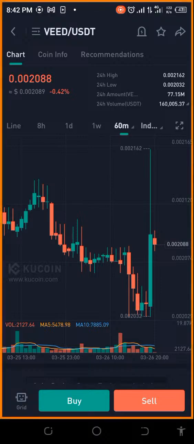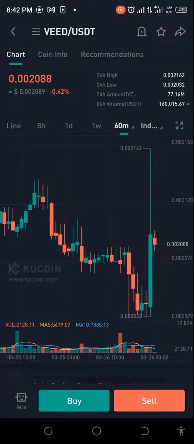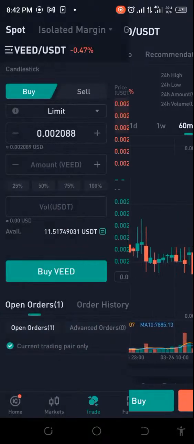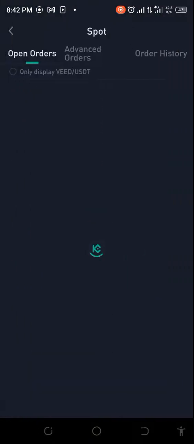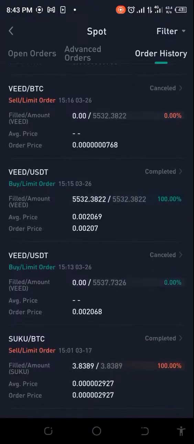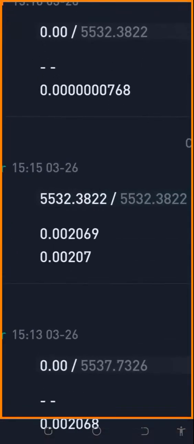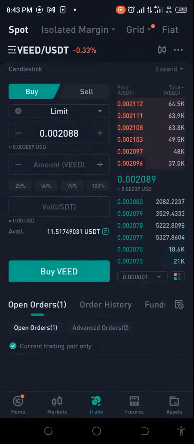In fact, let me check what this could have been. This is 21.60. So I'm just imagining, right? If I had put this, what would I have made? I can't even remember, so I'll just go check. Let's check the trade order and see how many we bought. Okay, we bought 5532. So let's go and check what we could have made. Oh my gosh, I'm not happy with the fact that I didn't check this, but it's fine.